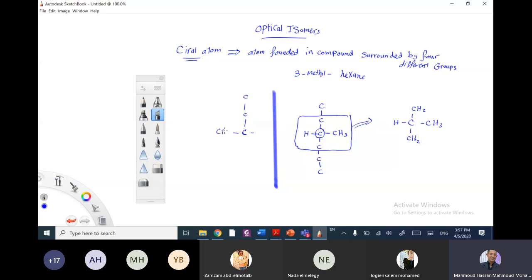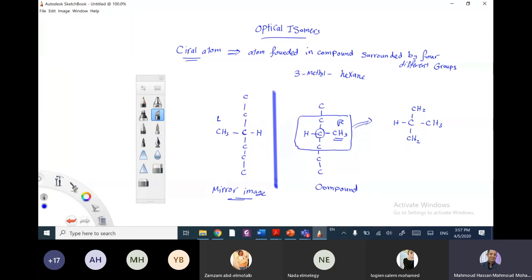The left will be right and the right will be left. The carbon is still the chiral atom. We find the CH3 in this side on the right, but in the mirror image it is on the left. This represents the compound and the mirror image. If the compound and the mirror image are like this, they are called optical isomers.